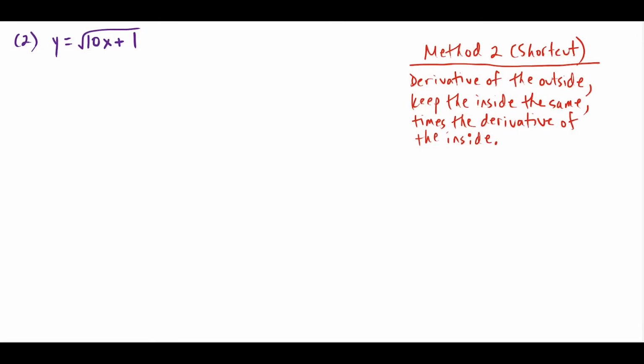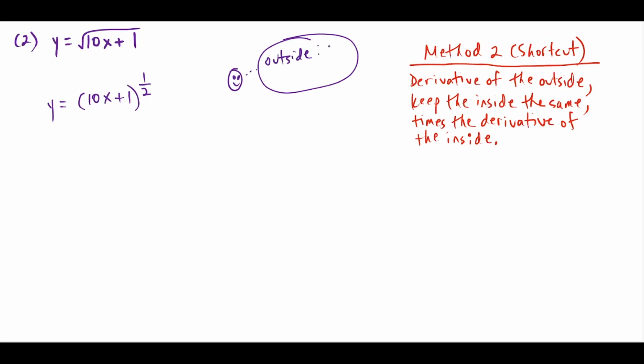Now, once you get a little bit better with the chain rule, you could kind of speed things up a bit, and you could use method 2, which is the shortcut. And the way method 2 works, first what I want to do is I'm going to rewrite this as 10x plus 1 to the 1/2 power. But the way this trick works, or the shortcut, is you start by taking the derivative of the outside function. So when I look at that expression that we're starting with here, I say the outside expression is a power of 1/2, and the inside expression is going to be 10x plus 1.